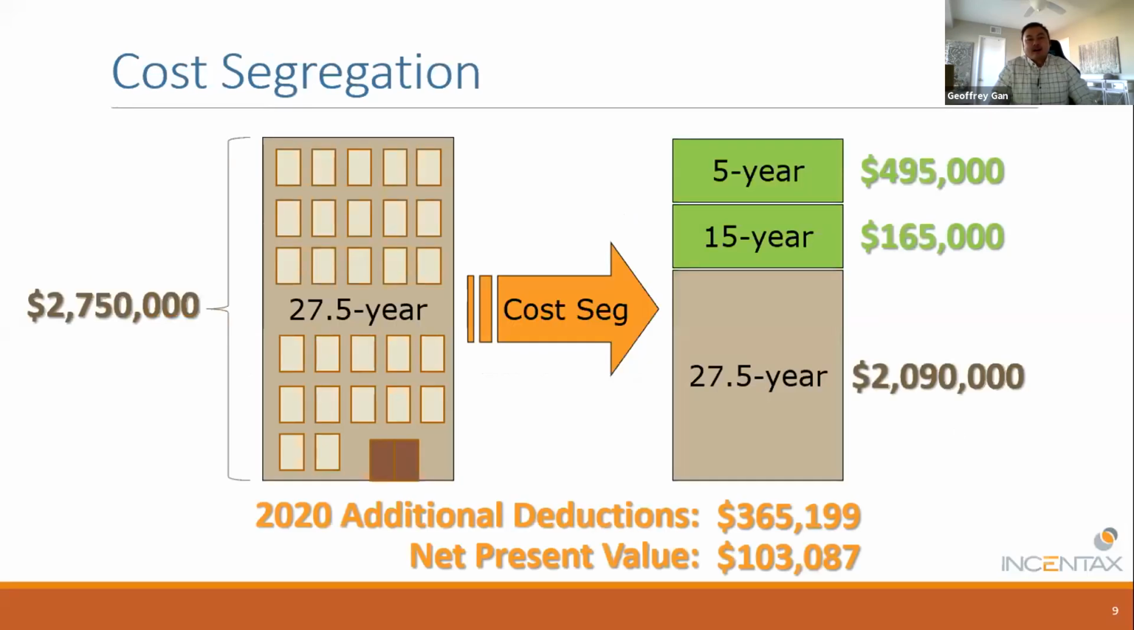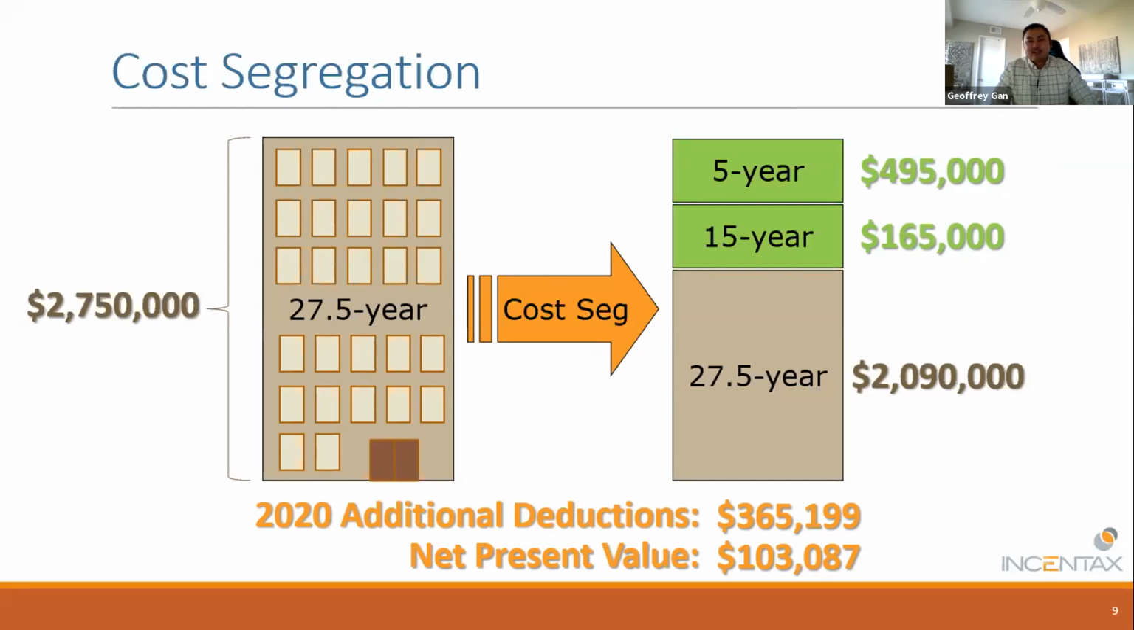So let's say we did a cost seg study on that luxury building. Really, if we didn't have a cost seg study done, the building would look like the image to the left. So you would have a 27.5-year asset depreciating over 27 years. With the cost seg study, we're identifying shorter life assets in that property. So in the 5-year category, let's say that we found $500,000.